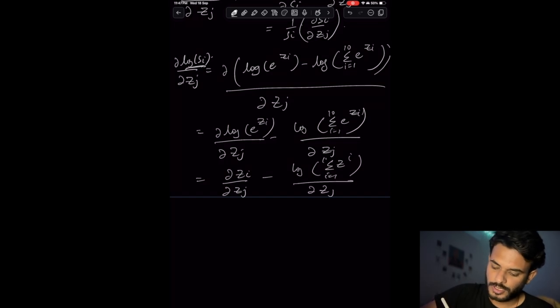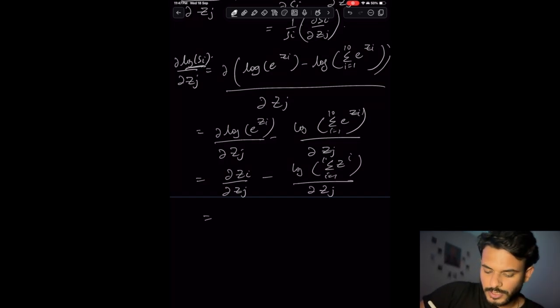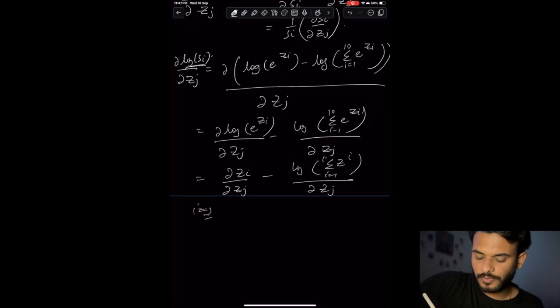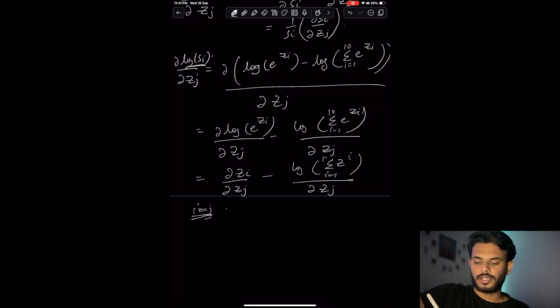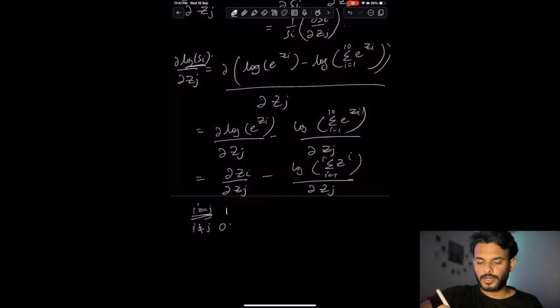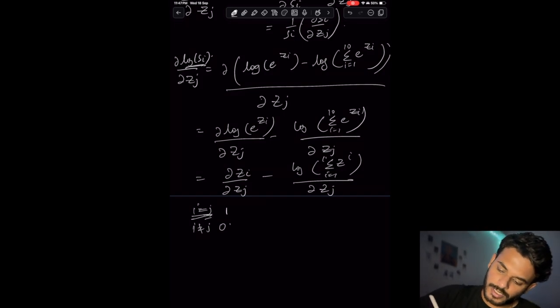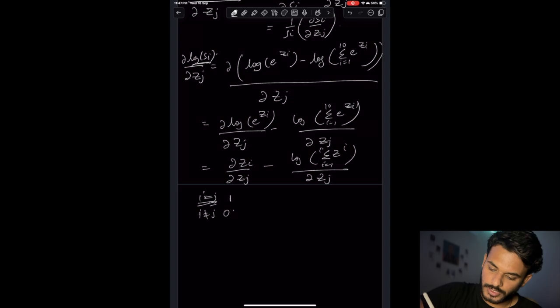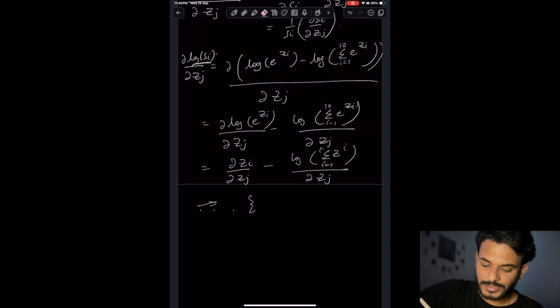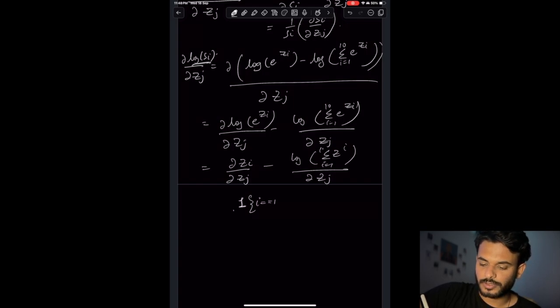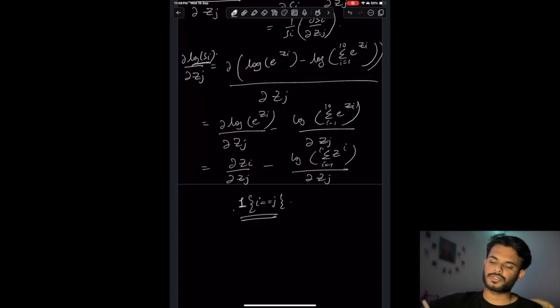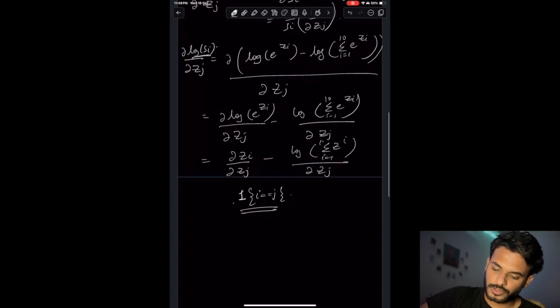Now if you see this, if i is equal to j, then this will become 1. Otherwise, if i is not equal to j, it will become 0, because zi won't depend on zj unless i is equal to j. So you can write it as an indicator variable, which is 1 if i equals j, and 0 if it is not. This is the notation for how we write it. Pretty simple. So this term is sorted out.